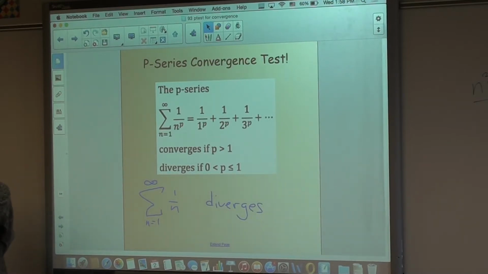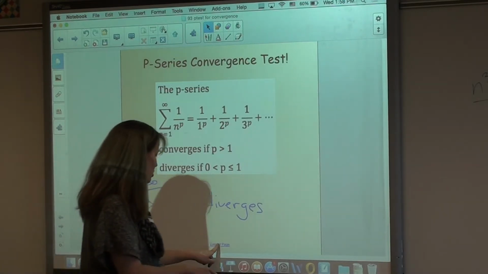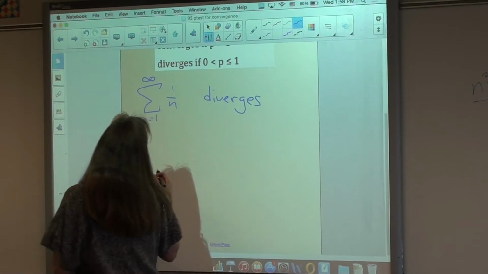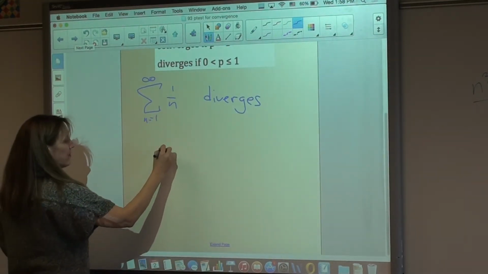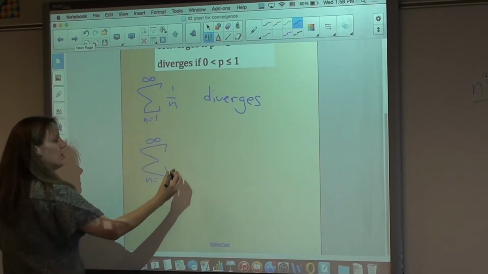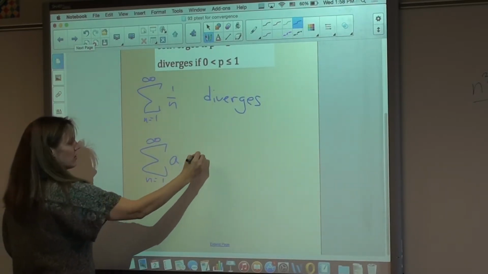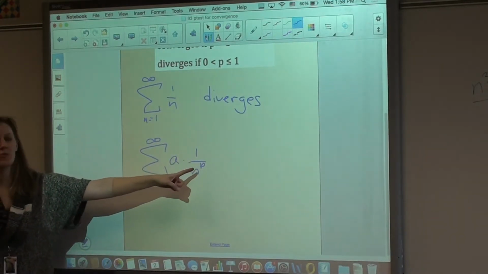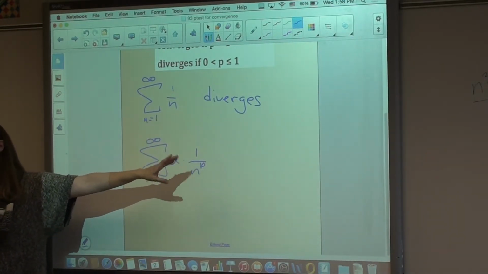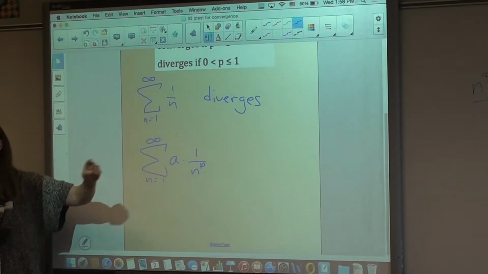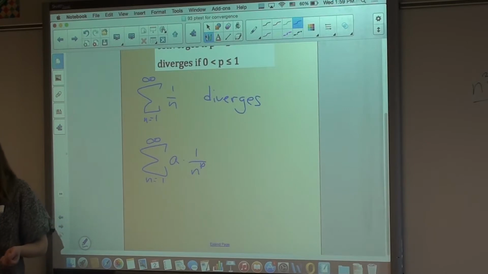I have a few other things to warn you about that I told the other classes on the next page, but I'm going to tell you guys on this page. Couple other little tidbits. If I have some coefficient for, and this is any function, it doesn't even have to be a P series, it could be geometric, it could be whatever. Right?